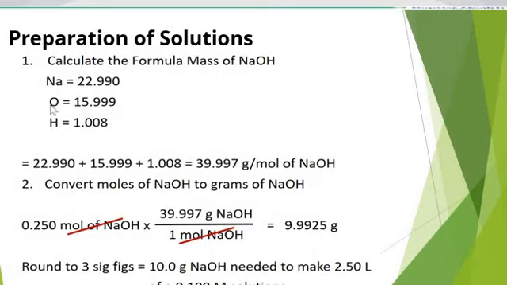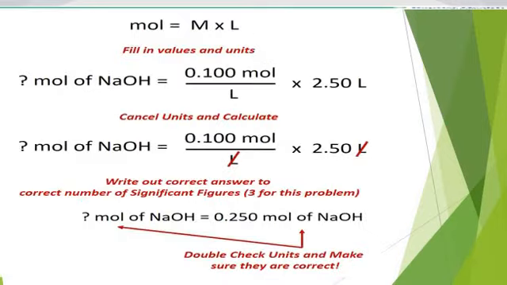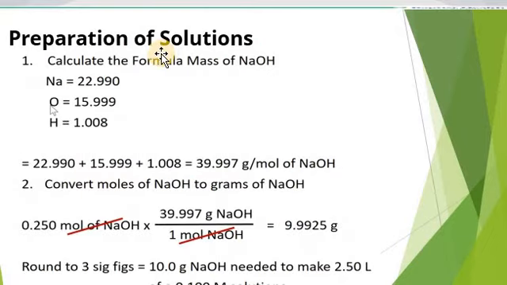Another step is the preparation of the solution. For preparation, the information is still incomplete, and we have to proceed further. For that, we have to determine the mass by using the molecular mass of sodium hydroxide. If we round off, sodium is 23, oxygen is 16, and hydrogen is 1. After the addition of these, we get 40 gram per mole of sodium hydroxide.